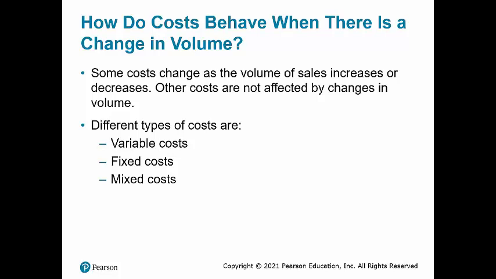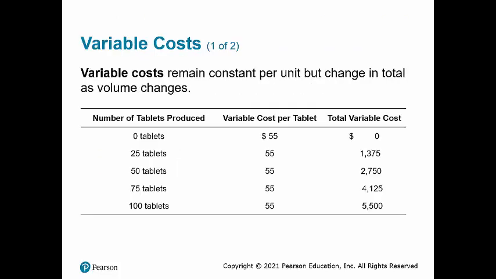Managers need to know how a business's costs are affected by changes in volume of activity, such as number of products produced and sold, in order to make good decisions about the business. The three different types of cost managers need to manage are variable, fixed, and mixed cost.